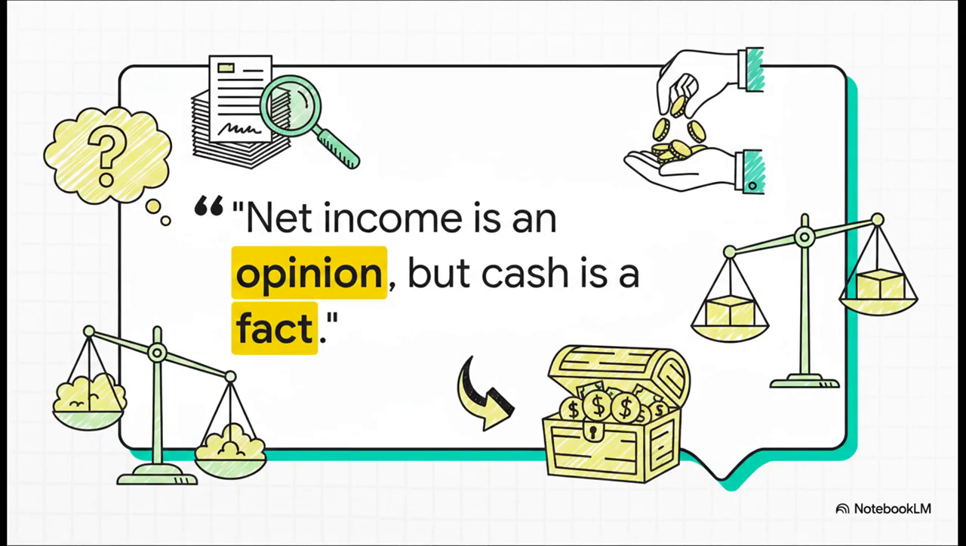Now for a concept that you absolutely, positively have to master: earnings quality. And I want you to burn this quote into your brain. See, net income is an accounting number. It's full of estimates, accruals, and judgments. It's management's opinion of performance. But cash is a fact. The cash either came in the door or it didn't.